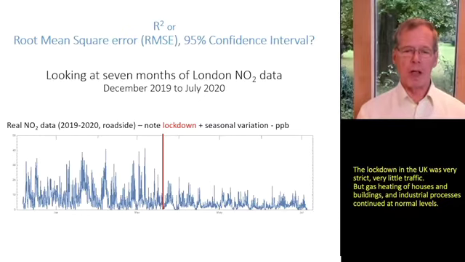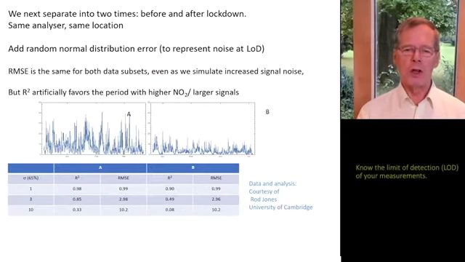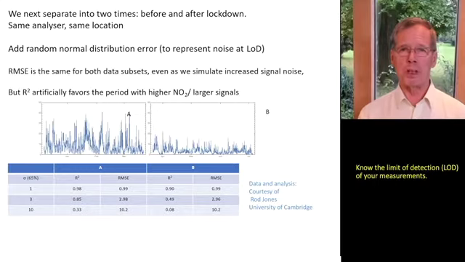That's interesting. However, what we're interested in is how the same sensor system in the same location using the same analysis produces different results. We first of all take the two segments and separate them at March 23rd into Group A and Group B. We can separate them easily, and we'll add some normally distributed Gaussian noise, which is equivalent to representing what happens at the limit of detection, which for these sensors is about 2 to 3 parts per billion.